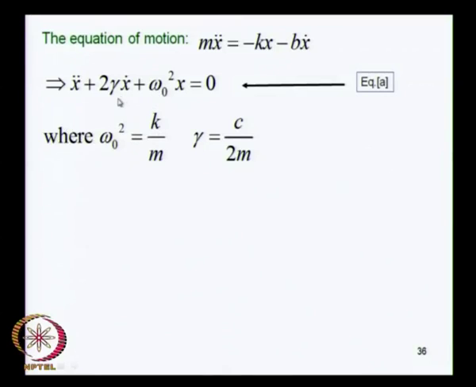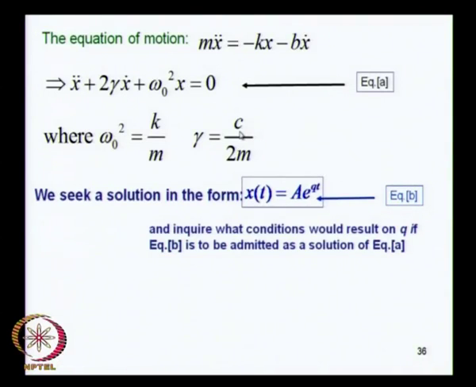Omega 0 and gamma are connected to the intrinsic properties of the system. C is coming from our approximation C or B. I think I have used B over here and C over here, sorry about that, it is the same thing. And what we do is we seek a solution to this differential equation in this form.